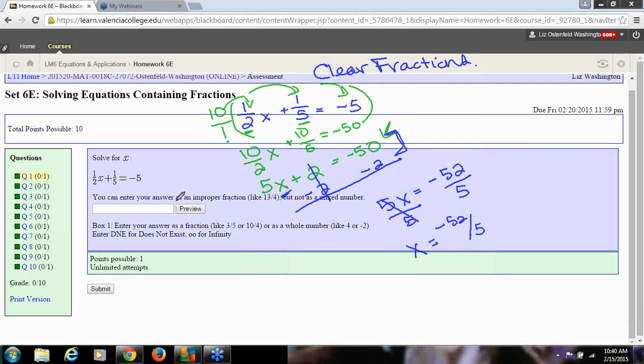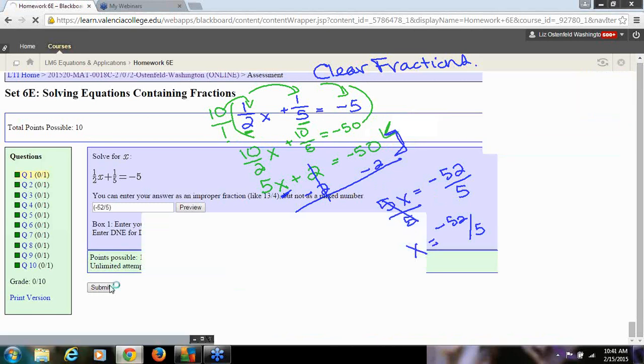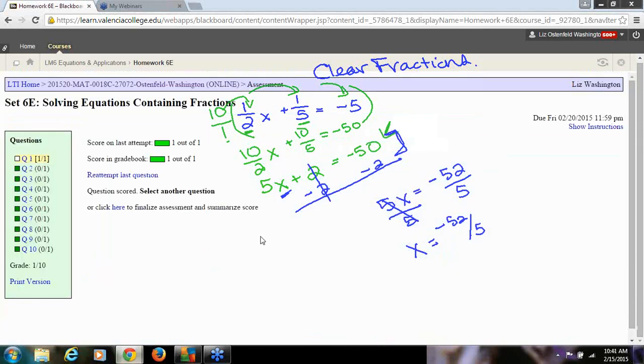So I'm going to actually type this in, and with iMath I do always use parentheses when I type in fractions. So I'm going to type in negative 52 over 5 because I find that it prefers the parentheses. Let's see if it likes me, okay? Hopefully it does because I'm recording this, so. Where's my submit button? There it is. Yay, it liked me. Okay.